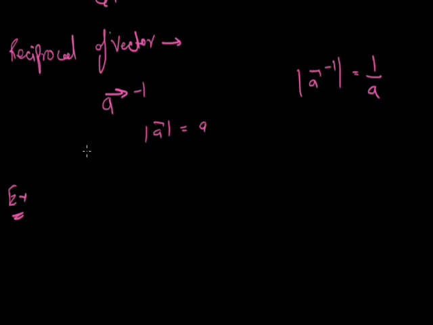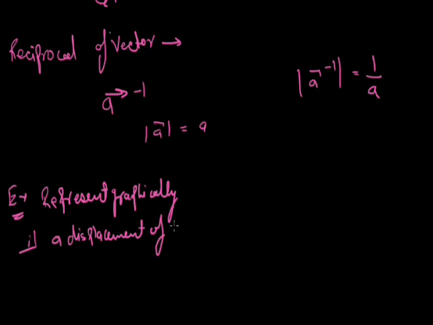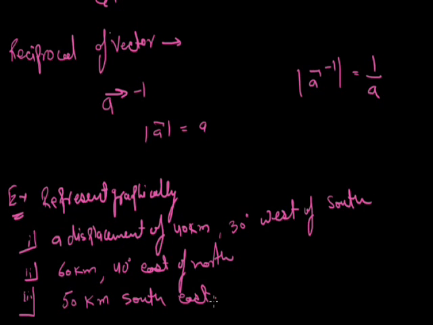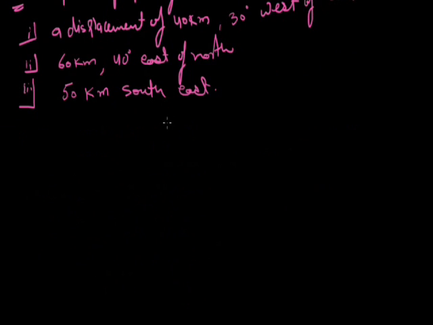Let's take an example. Represent graphically: first, a displacement of 40 kilometers 30 degrees west of south; second, 60 kilometers 40 degrees east of north; third, 50 kilometers southeast.